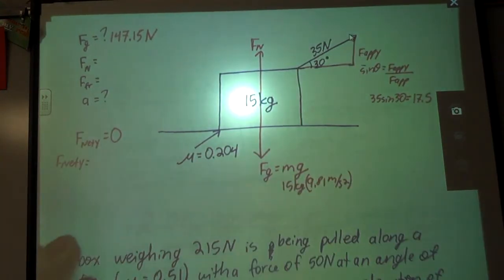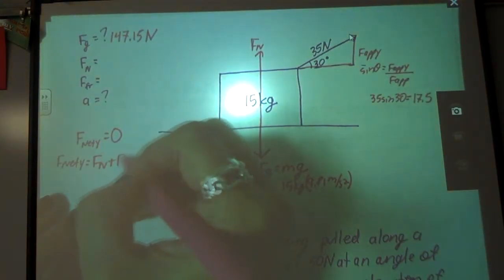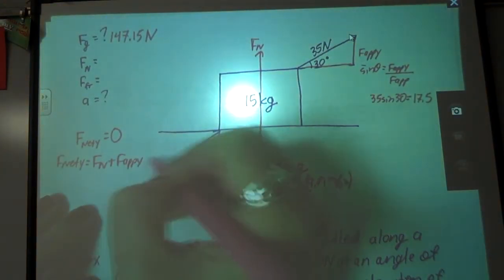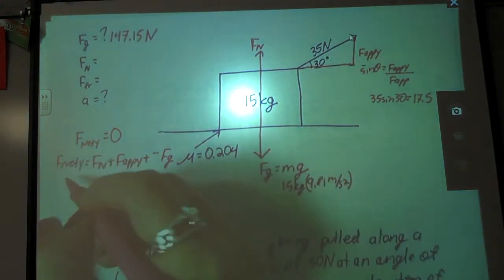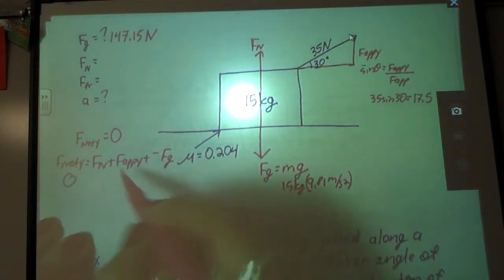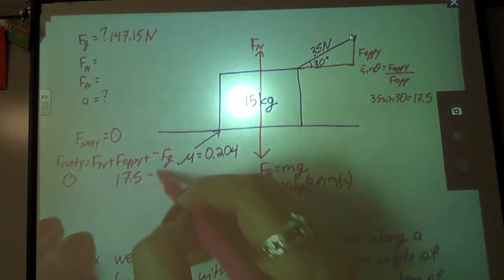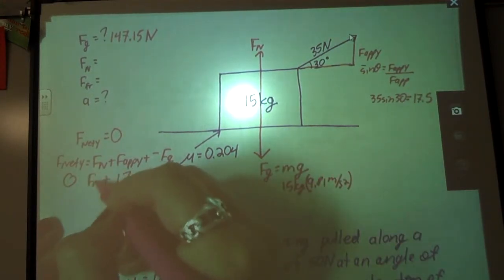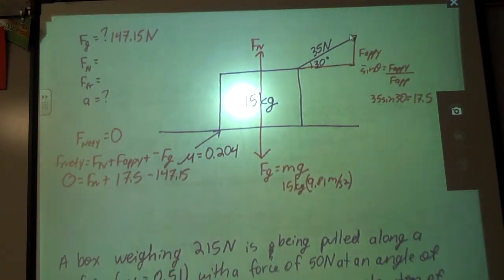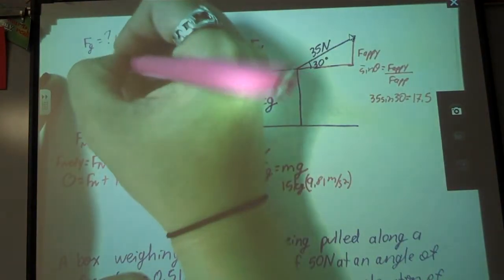There you go. So that means my normal force and my FAPY that are pushing up, as well as my gravity that is pulling down. I know my net has to be 0. I know FAPY is 17.5, and I know gravity is 147.15. That means normal is all I don't know. Algebraic fun, solve for Fn, and we end up with 129.5.